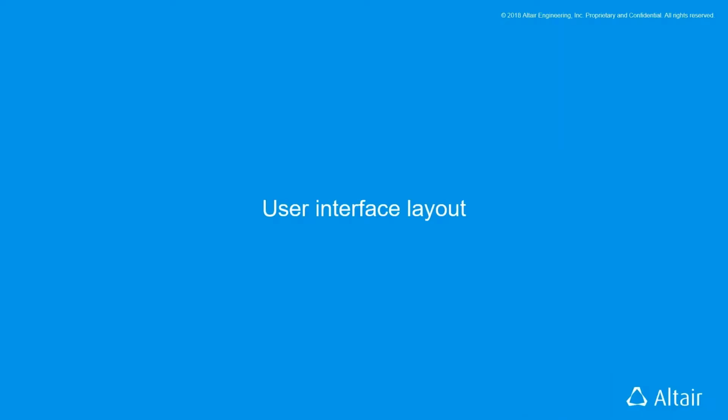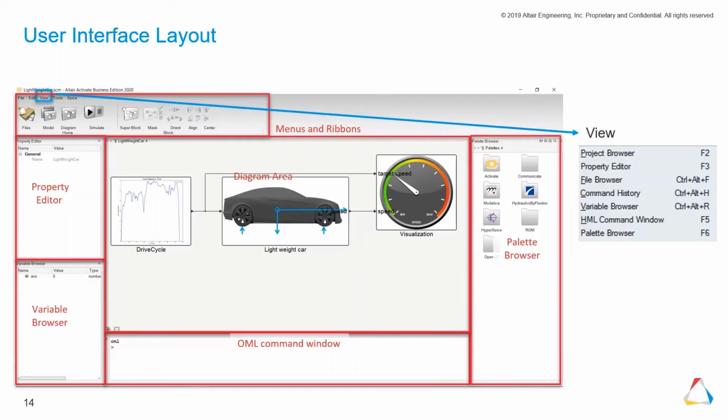So let's take a short look at the user interface layout of Activate. Well, this is Activate. You can see here different browsers, and you can see a diagram area, and down below the diagram area, you can see the OML command window.